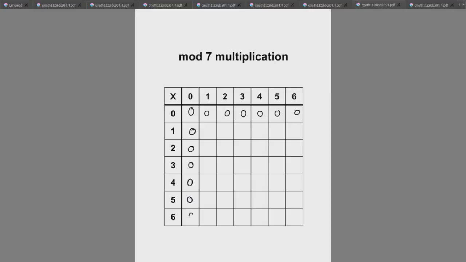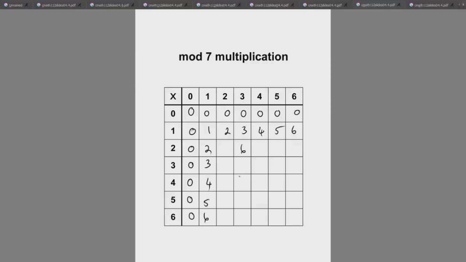That doesn't change. 1 times anything is just the same number. So 2, 3, 4, 5, and 6. Some of these rows are as expected, and all the numbers appear in some rows, and obviously not in others. Let's do 2 times 3. 2 times 3 is 6. 6 is there.